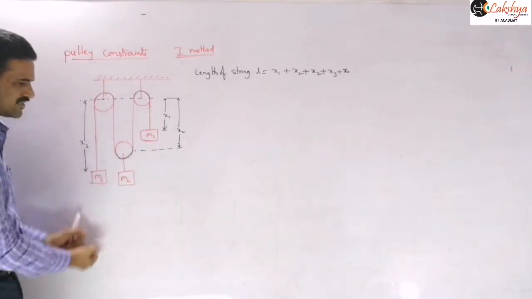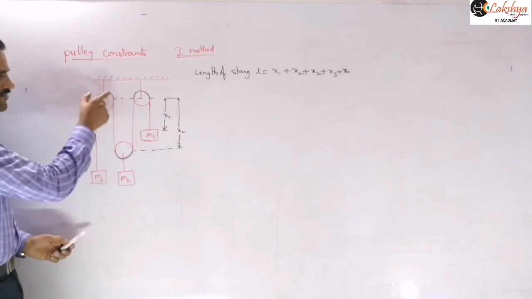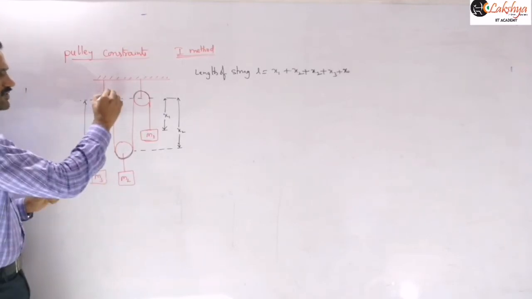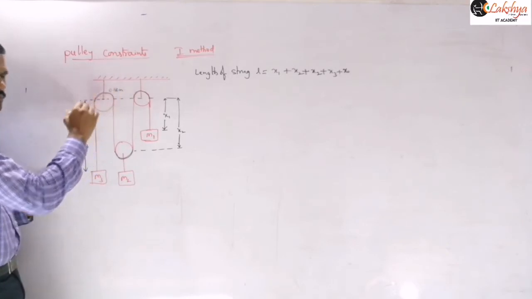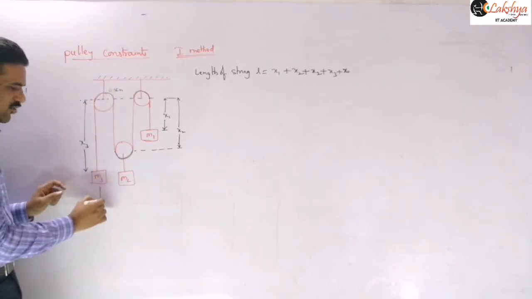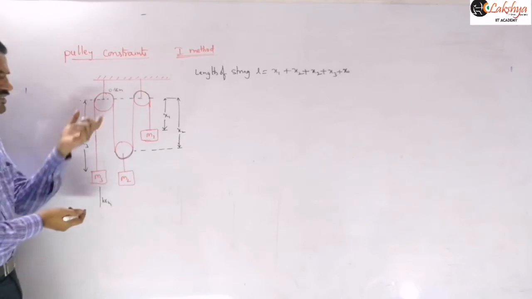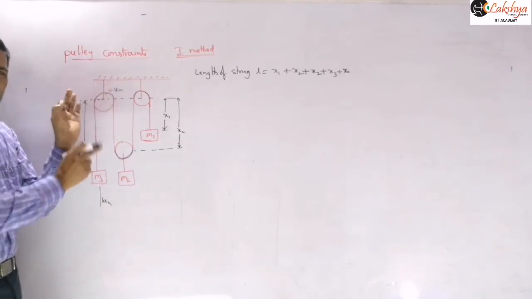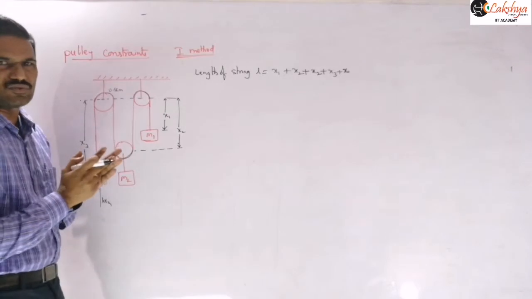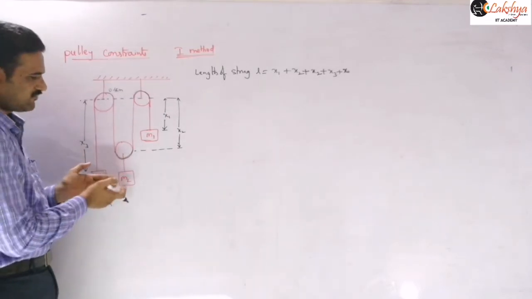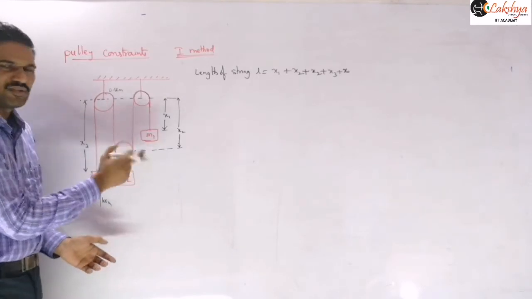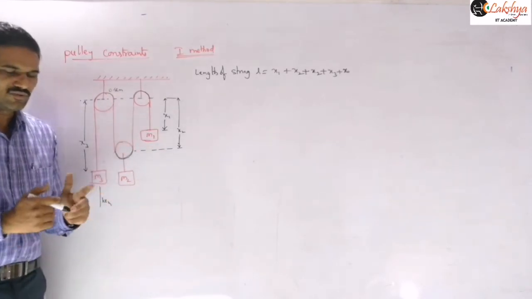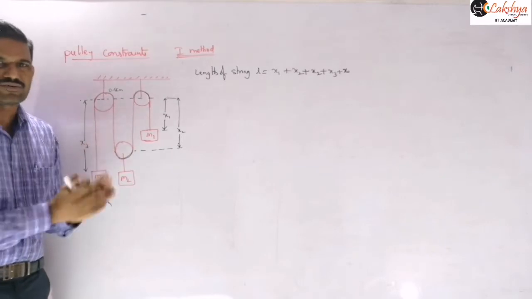Even if this block is displaced by 1 centimeter, suppose the length over the pulley is, for example, 0.5 centimeters. If this block moves down by 10 centimeters, is there any change in this part? That length will still be 0.5 only. Similarly, even if this block moves down by 20 centimeters, the length of this part will be 0.5 centimeters only. Whatever its length is, it remains constant.